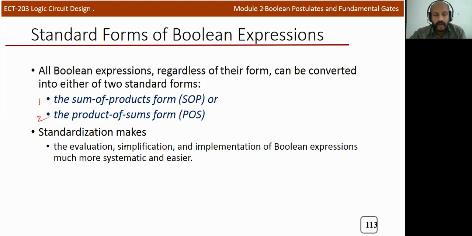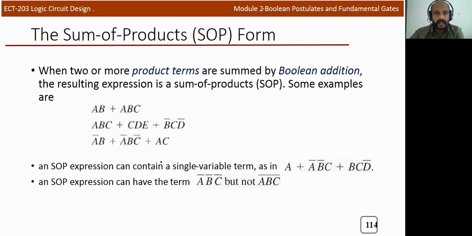Why are we going for standardization? Because of evaluation and simplification. The Boolean expression simplification and evaluation will be in a systematic way. If you use a standard notation and expressions, it will also make the calculations easier. These are the main points why we are going for standardization. And first we will discuss sum of product form.